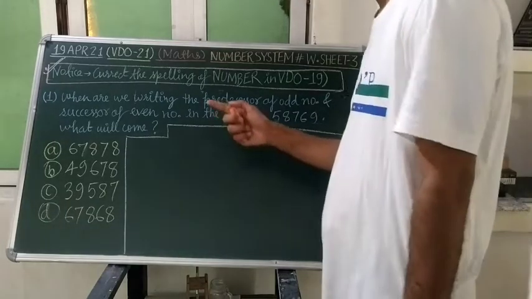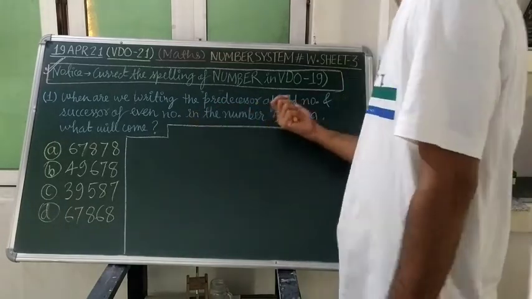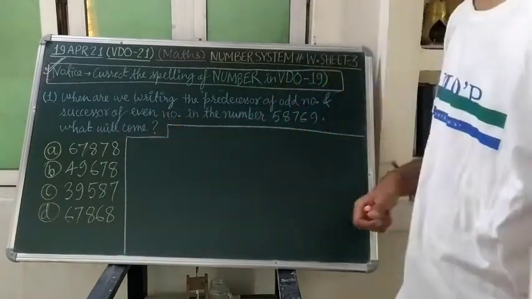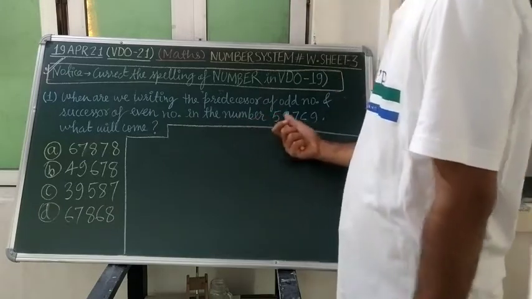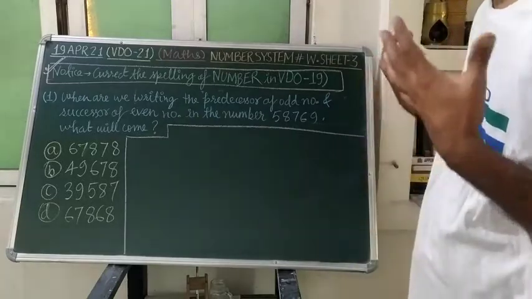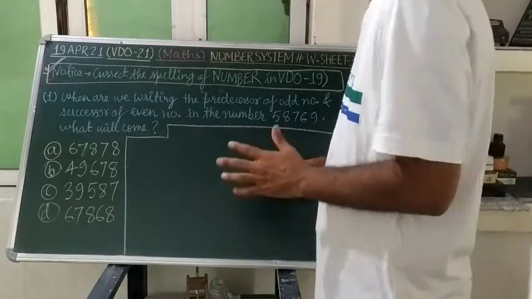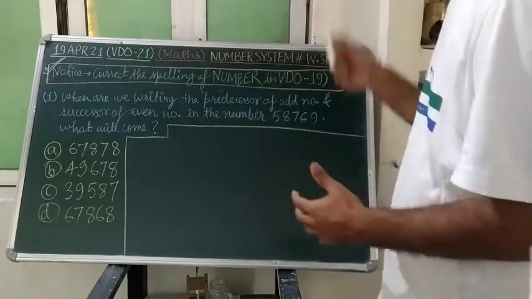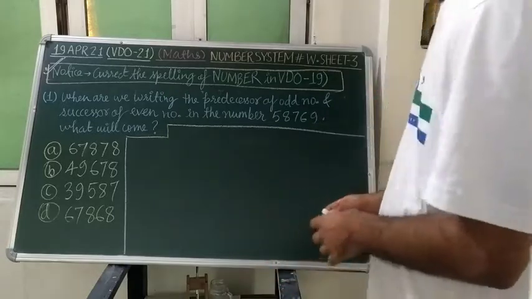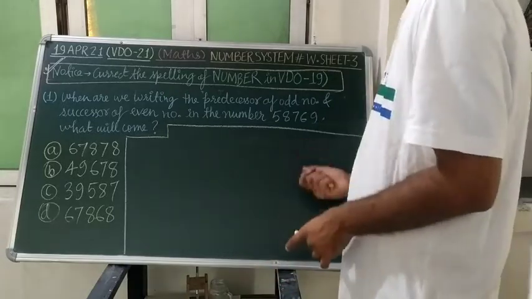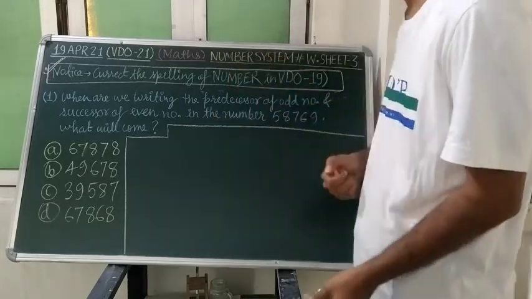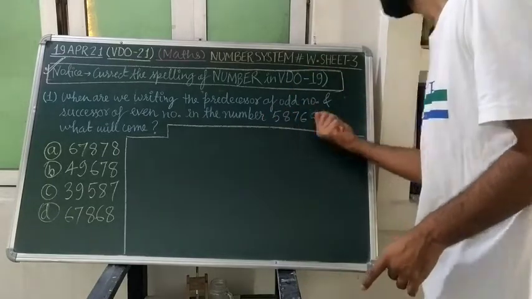So the first problem is present here. Read it: we are writing the predecessor of odd numbers and successor of even numbers in the number 5, 8, 7, 6, 9. What will come? First read out the problem clearly and try to understand in your mind what the problem is saying to us. So the problem is saying that we will write the predecessor and successor of the odd numbers and even numbers present in this number.